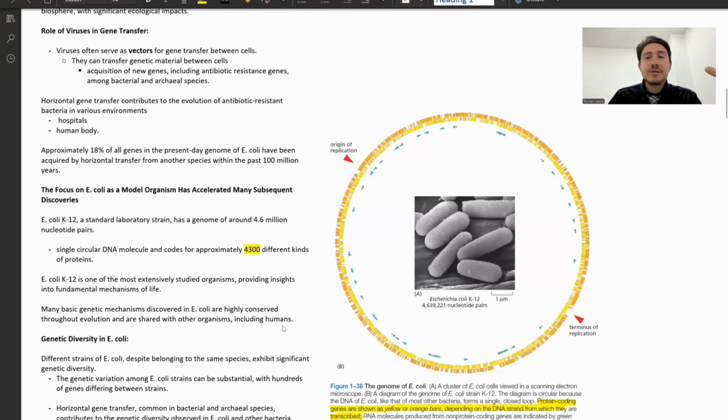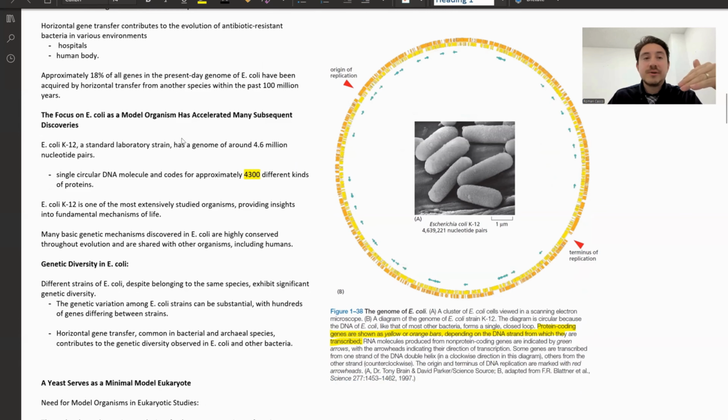So as I mentioned before, viruses can serve as a vehicle, as vectors to transfer genes from one cell to another. That's what you refer to as gene transfer. They can transfer genetic material between cells, acquiring new genes, acquiring antibiotic resistance genes, among bacterial species and even among archaeal species. And this is often referred to as horizontal gene transfer, where you're just passing from one cell to another, not necessarily from one parent cell to a daughter cell, dividing, dividing, and dividing.